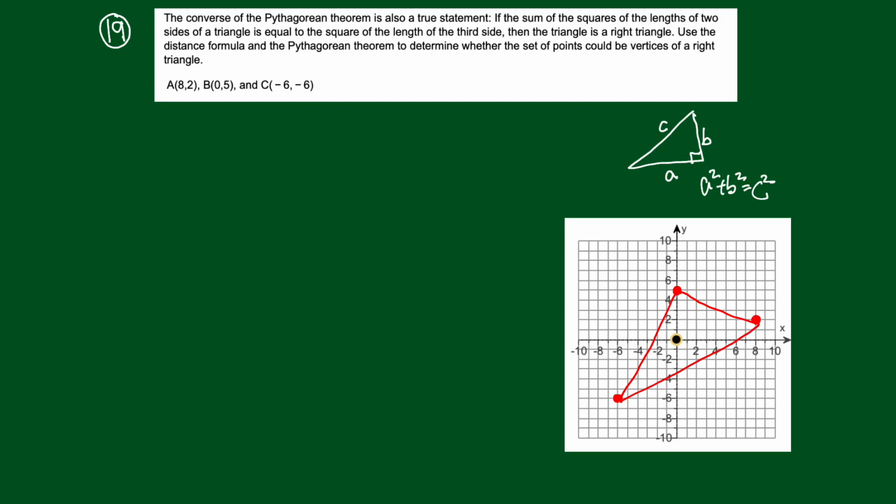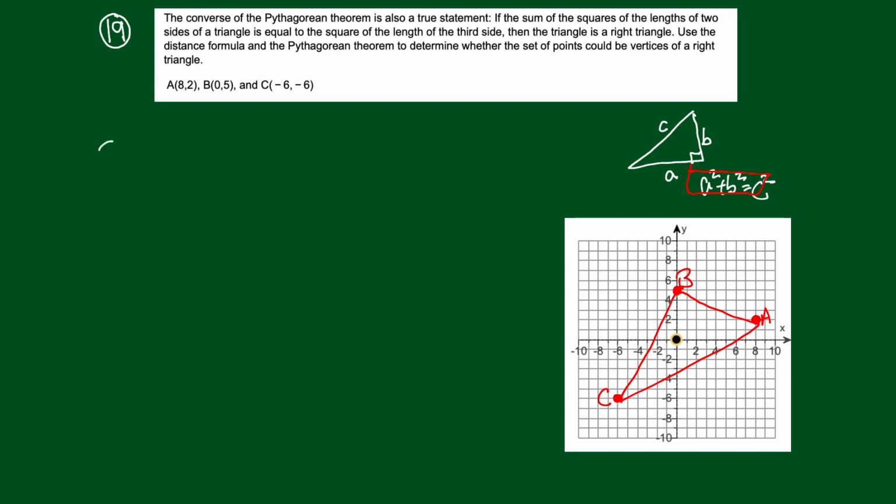well, sort of. It looks like it could be a right triangle, but I don't know for sure unless we can verify that theorem. So here's what I have to do. I have to find this distance, and this distance. Now this is point A. That's A, this is B, and this is C. So let's find the distance between A and B first.